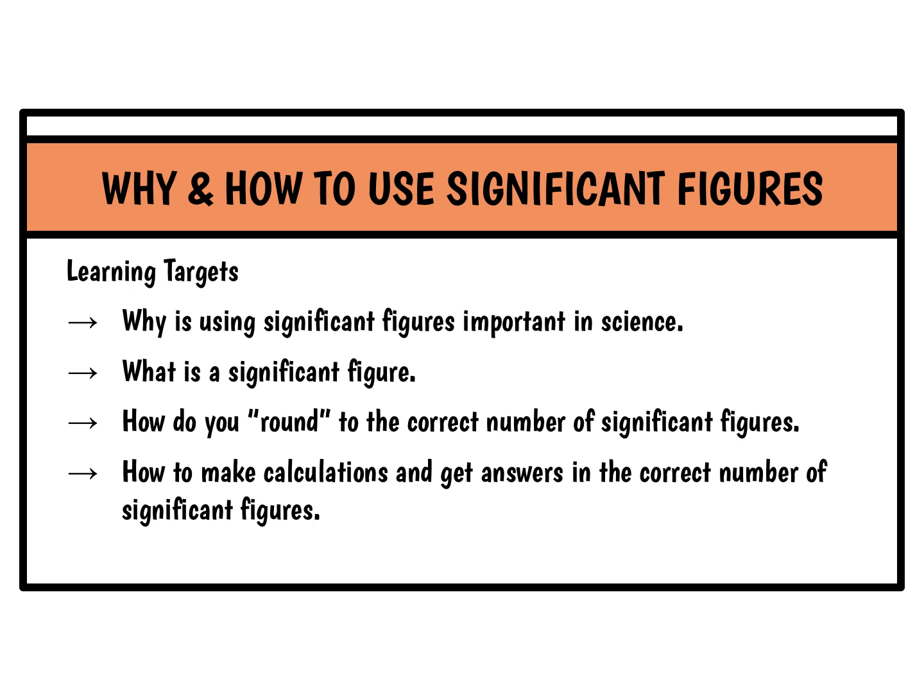So our learning goals for this unit are to figure out why using significant figures is important in science, to define a significant figure. We're also going to practice how to round to the correct number of significant figures because you're going to have to do that in a lot of your problems throughout the school year. And then, of course, we're going to be making these calculations and getting our answer in the correct number of sig figs. While this might seem ambiguous right now, as soon as we start getting into our math chapters, this unit will be super helpful.